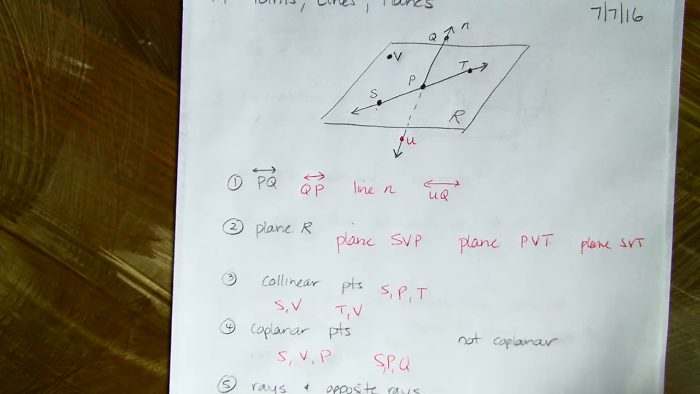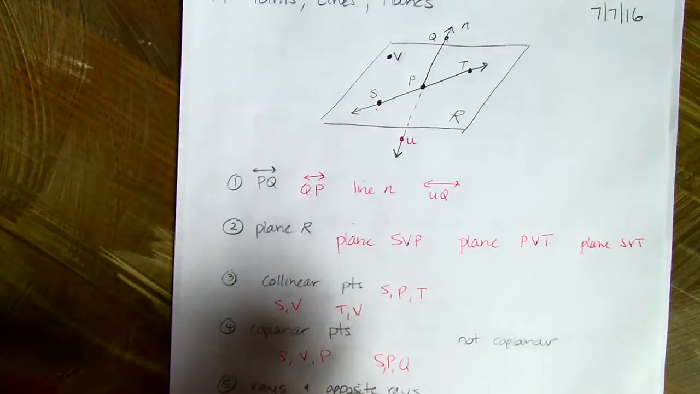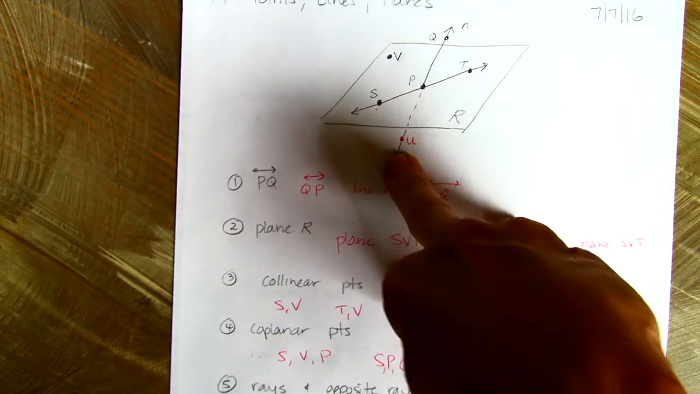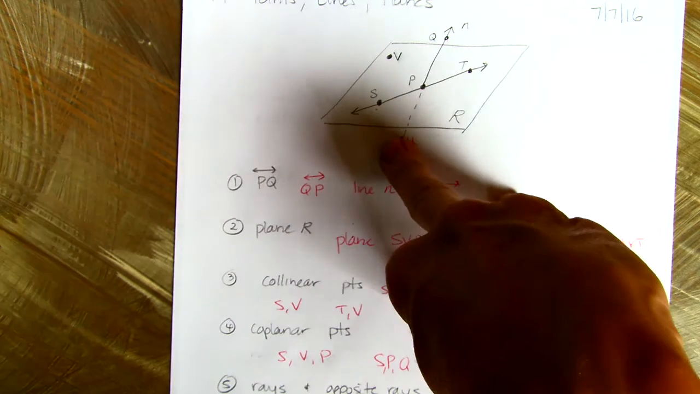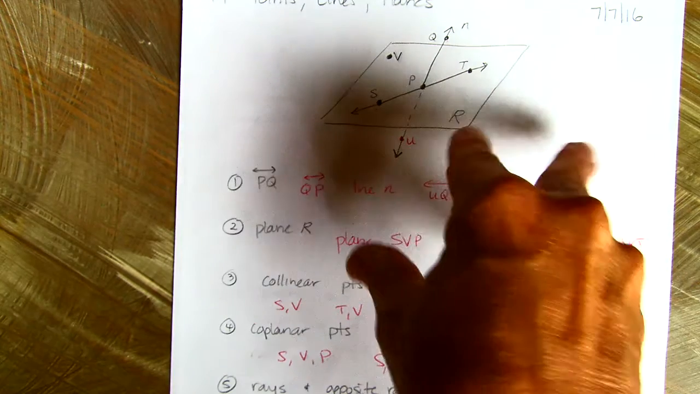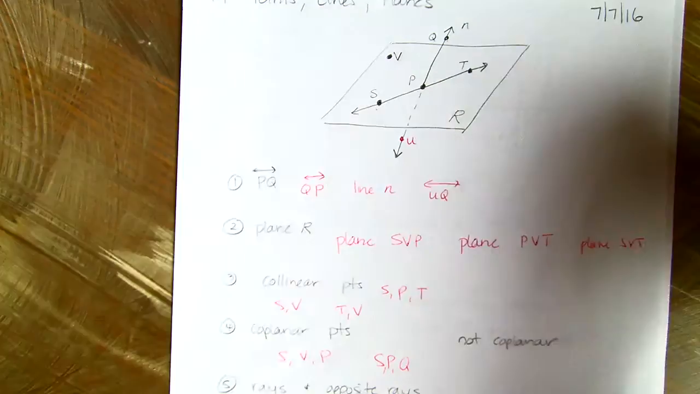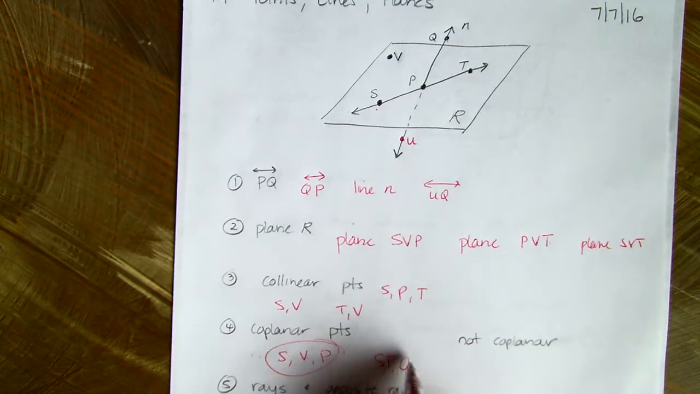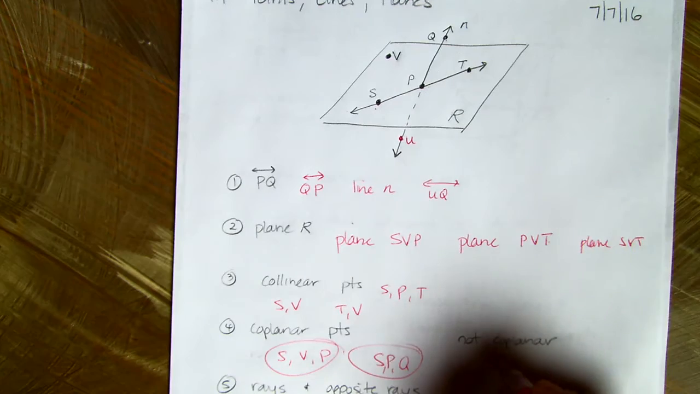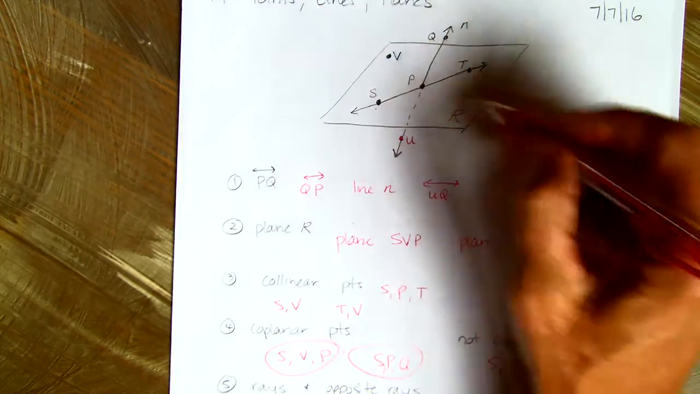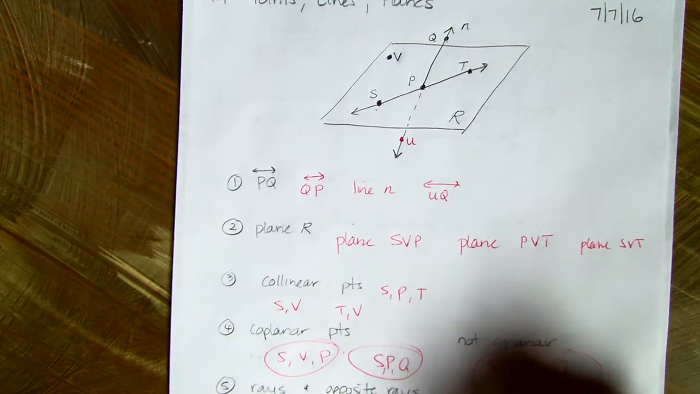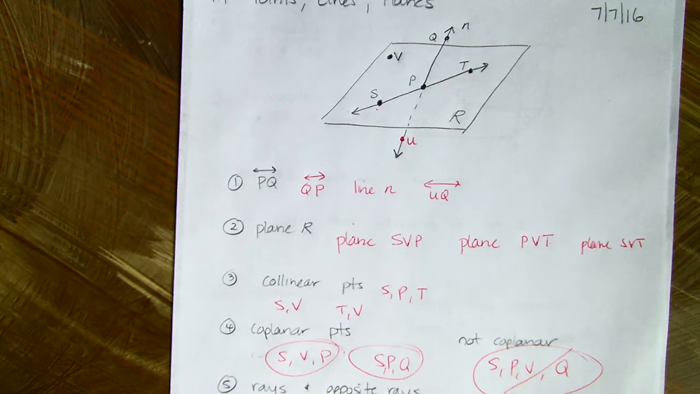And the way I like to think about that is if you have a stool with only 3 legs, that stool will never rock because it'll always land on a plane. 4 legs, now you might have rocking. 4 legs, but only 3, always sturdy. So any 3 points are always coplanar. So if I say SPV, those are obviously in this horizontal plane R, and then I try to throw Q in there, all of a sudden that's not coplanar.